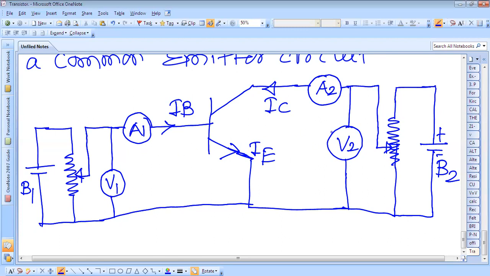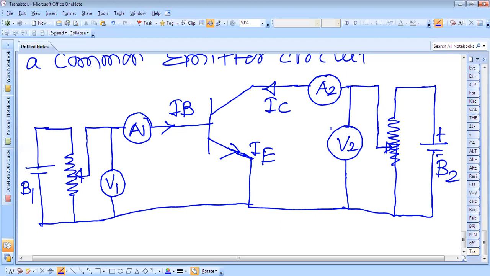And the output characteristic is the characteristic between this current and the voltage, that is the collector to emitter voltage, keeping the input current constant. That is called the output characteristics. So this is the characteristic between the input current and input voltage keeping the output voltage constant, that is the input characteristics. And the characteristics between this current and this voltage keeping this current constant is called the output characteristics.